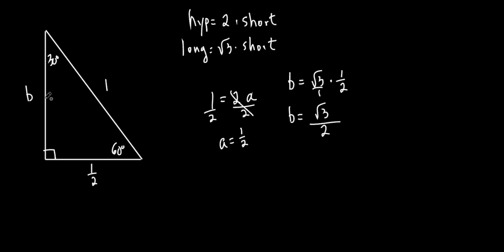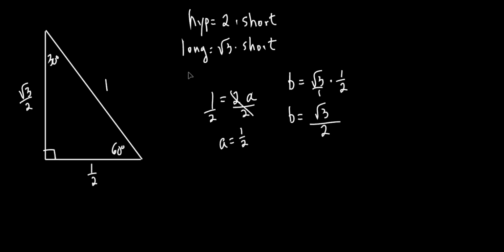So these numbers right here are other numbers that are really, really important. And you're going to be saying them a lot. That 1/2 we're going to use a lot. The square root of 3 over 2 we're going to use a lot. We're also going to use that other one, the square root of 2 over 2, when you have a 45-degree angle.